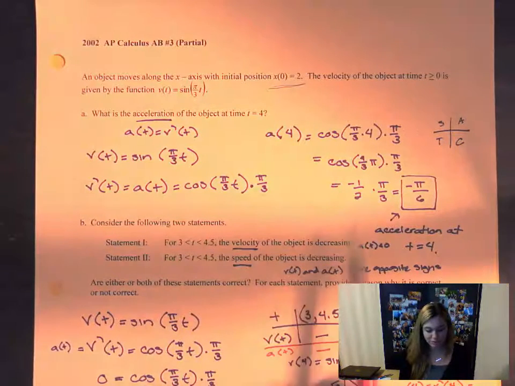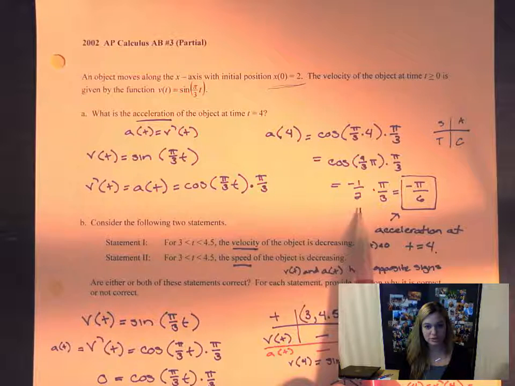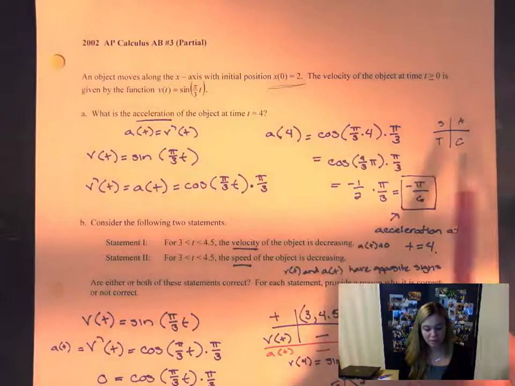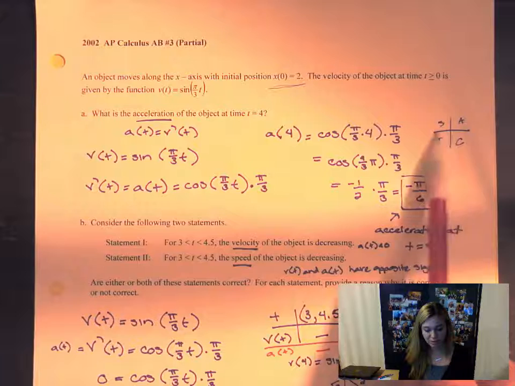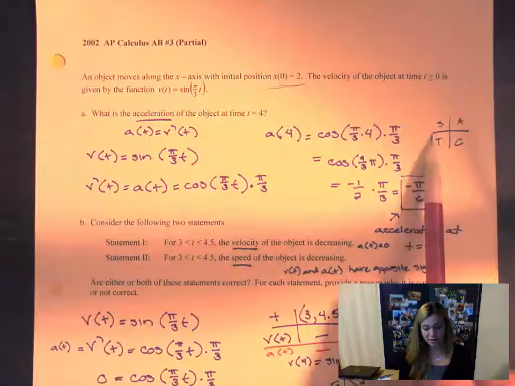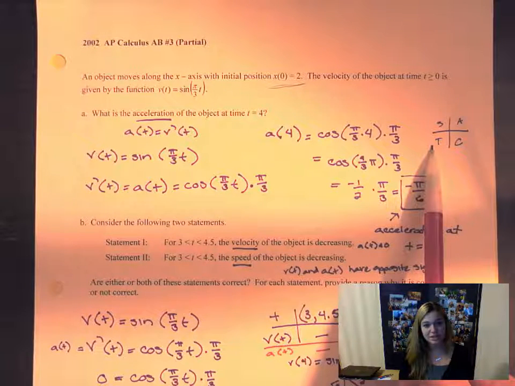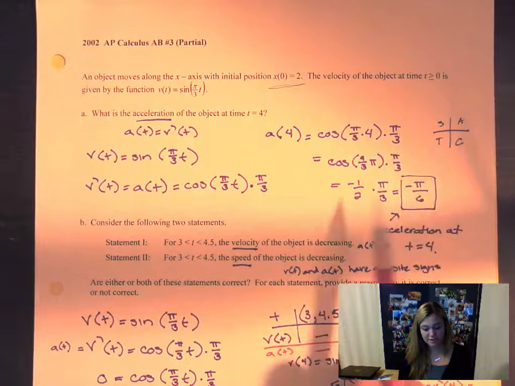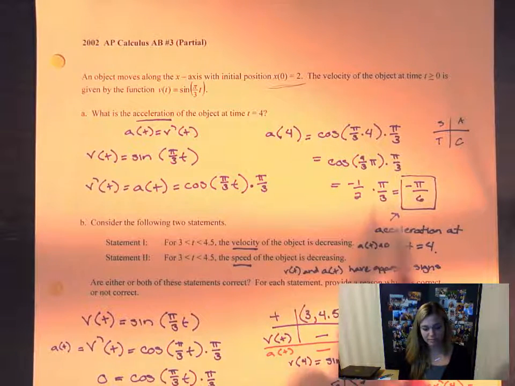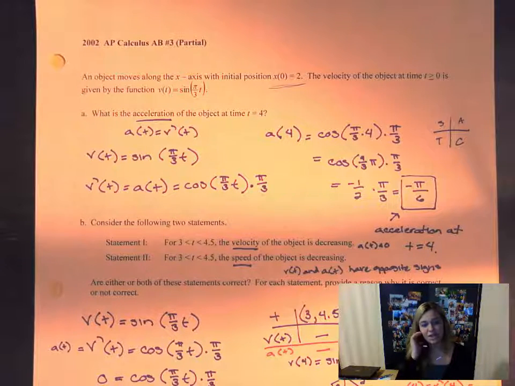You could do this lots of different ways, but you could use the unit circle. This is 1/2. Remember, at 4/3, that would be 0 here, pi here, a little bit past. Tangent is the only one that's positive, which means cosine is going to be negative, times still pi over 3, because of the chain rule. Again, negative pi over 6. This is the acceleration at time equal to 4.